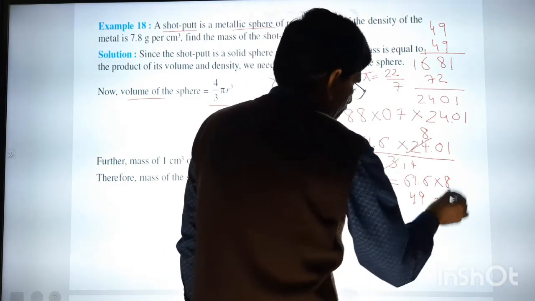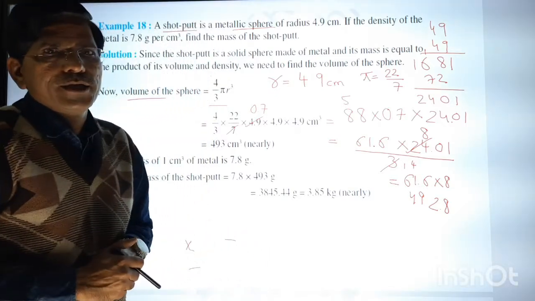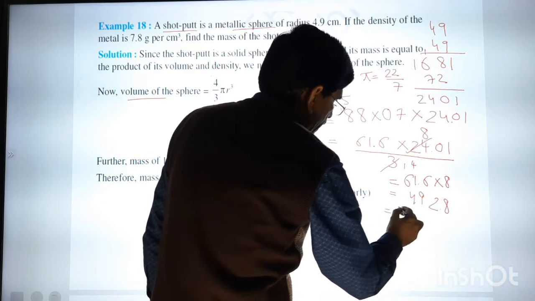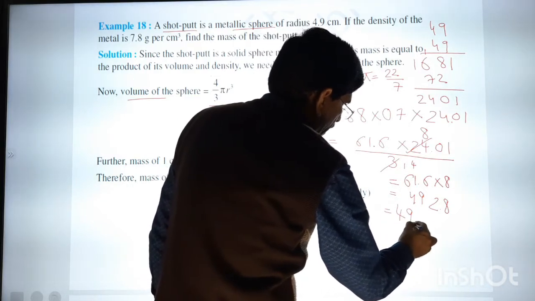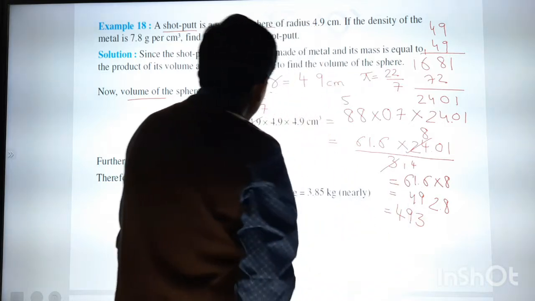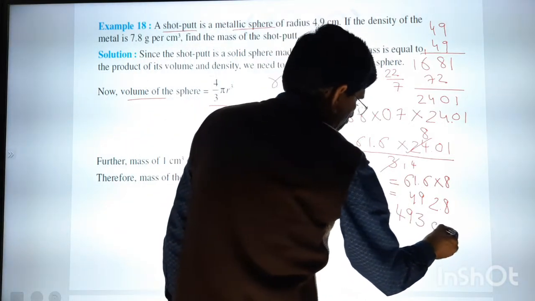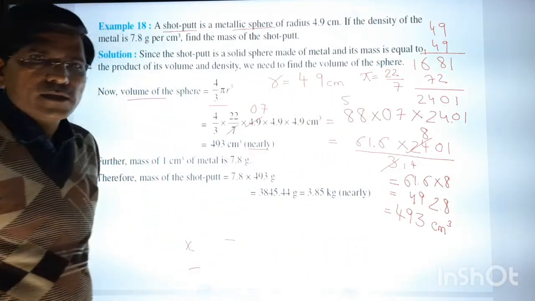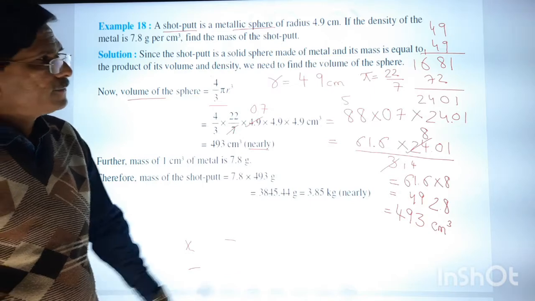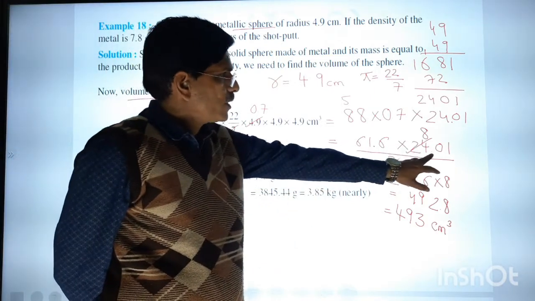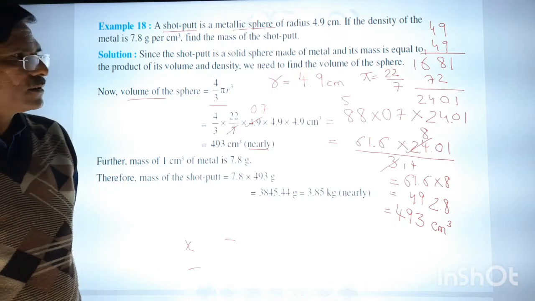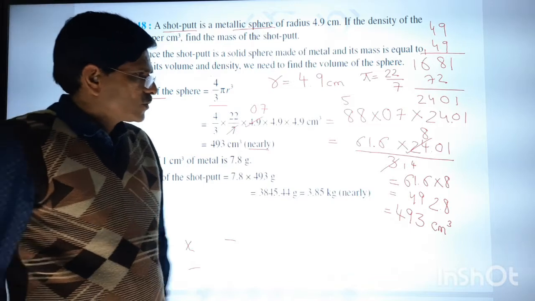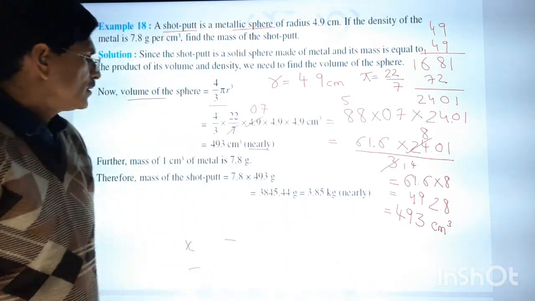Now after the point there is one digit, so 492.8. So we can write 493 centimeter cube. That is why they write nearly. How do they write nearly? 24.08 divided by 3. So we can write directly 8. 3 8s are 24. So now 493 centimeter cube.